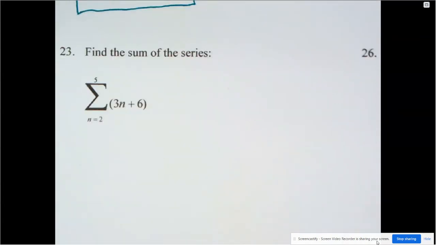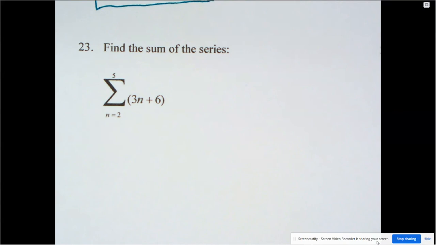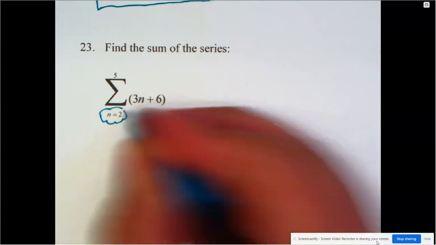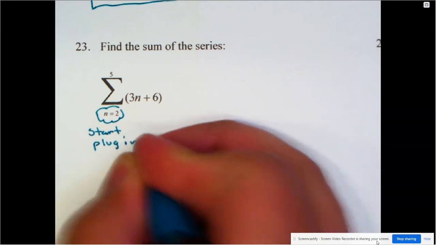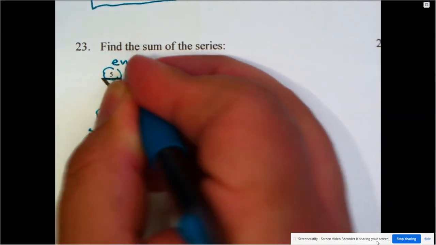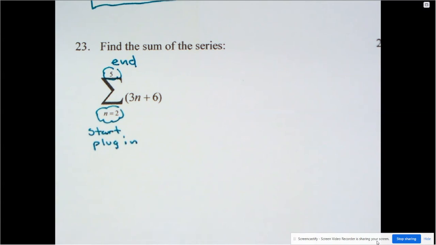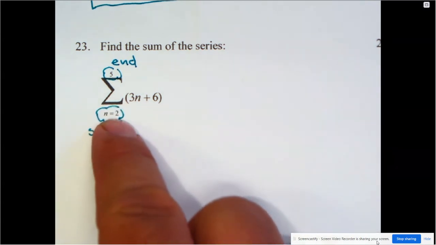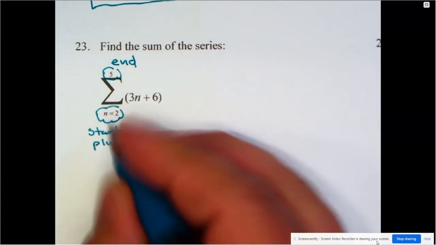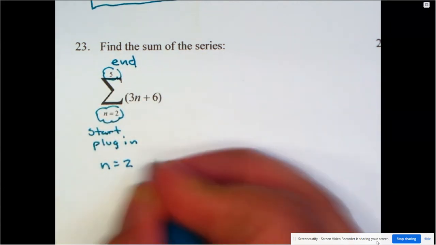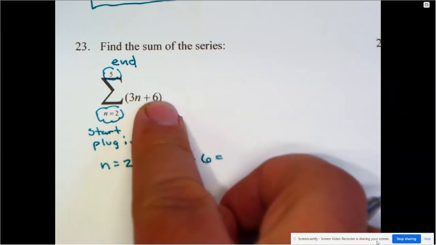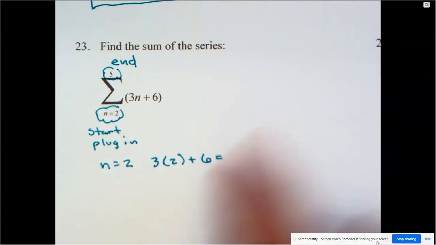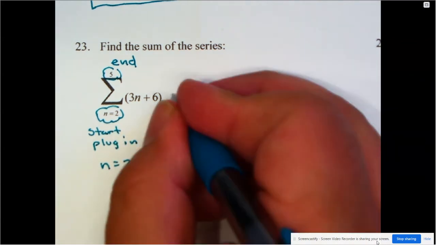Which brings us to the last problem of the day and of the semester. Find the sum of the series. Now keep in mind, this is what you start to plug in. This is what you end with. So they want me to find the sum. All right, well, I'm going to plug in a 2 first. So when n is equal to 2, I go 3 times 2 plus 6. See, all I'm doing is plugging in right here. Well, that's 6 plus 6, so that's 12, right? I got my first number on the list, 12.